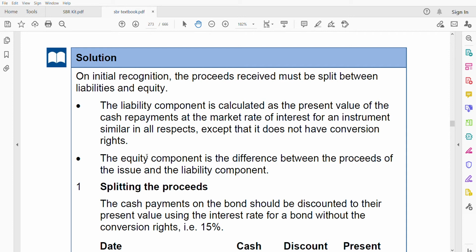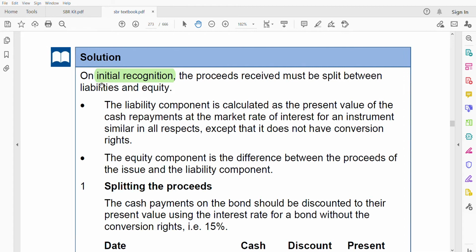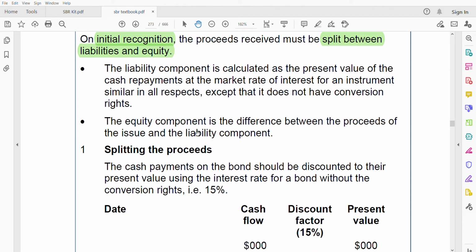Okay. So we have just learned that on initial recognition you must write this. Write this in sentences or in words. You need to write it. That's why I'm highlighting the important words. The proceeds received must be split between liabilities and equity. So you should say that it must be split between liability and equity. So we are dealing with the liability component and the equity component. The liability component is calculated exactly the same as what is given in the definition. Equity also the same thing: the difference between the liability and the cash component. Now we are splitting the proceeds.